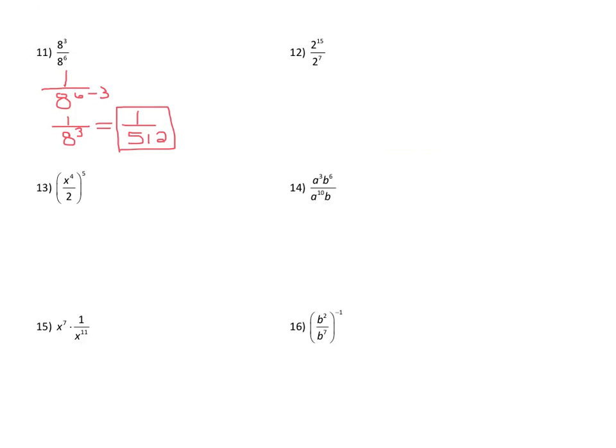Same thing for number 12. 2 to the 15th over 2 to the 7th. Going to war, top wins. I don't have to worry about showing that there is a denominator, so I'm just going to say 2 to the 15 minus 7. Comes out as 2 to the 8th. Plugging that in, 2 caret key 8 gives me 256.